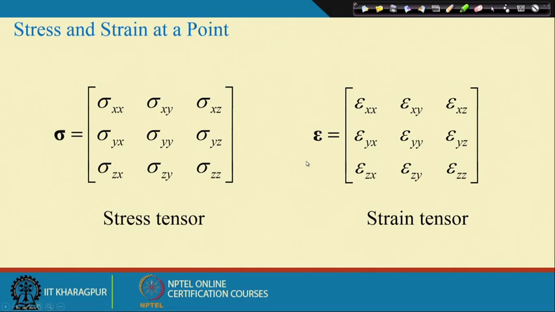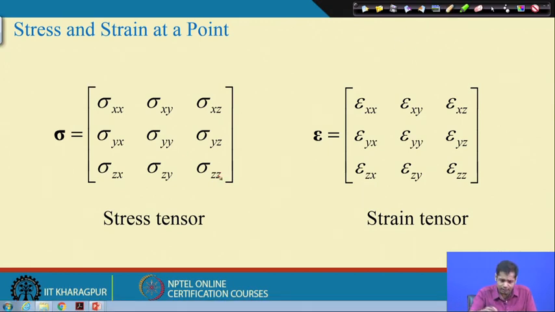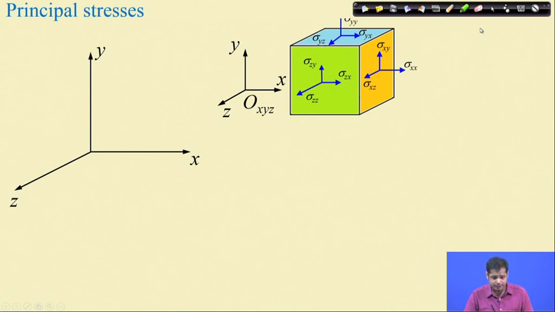You see, so we define stress and strain as a tensor. Stress at a point, strain at a point is a tensor like this. Okay. And then these tensors are symmetric, second order tensor, symmetric tensor, and similarly for strain as well. Now, let us try to understand what is principal stresses.